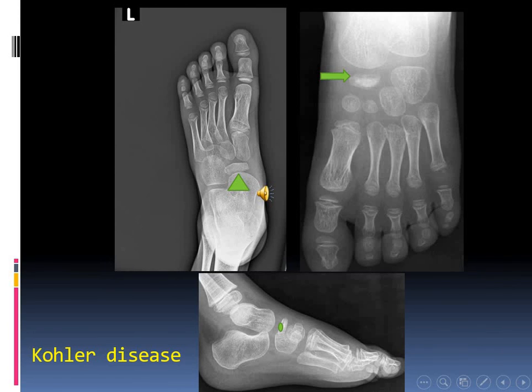In the foot, the navicular bone, which is shown here, is also susceptible to the same process. This disease is called Köhler disease, and if we describe this plain X-ray, we can say it shows abnormal dense bone seen just in the area of the foot. It is located in the navicular bone region, so this represents avascular necrosis involving the navicular bone, called Köhler disease.